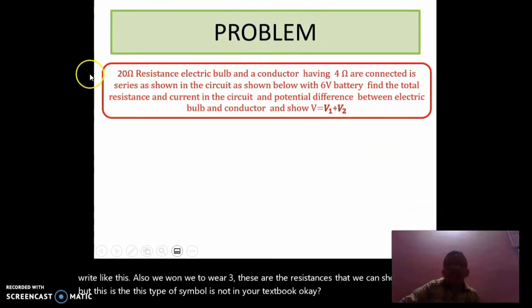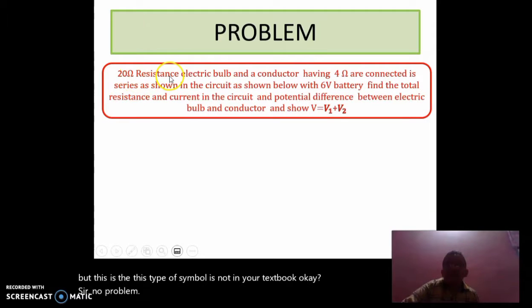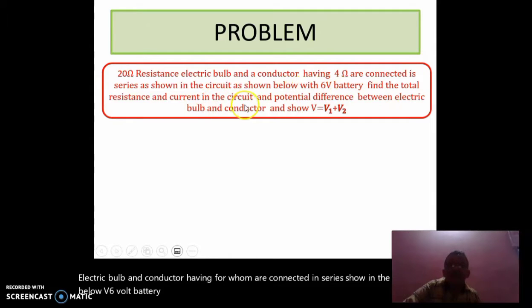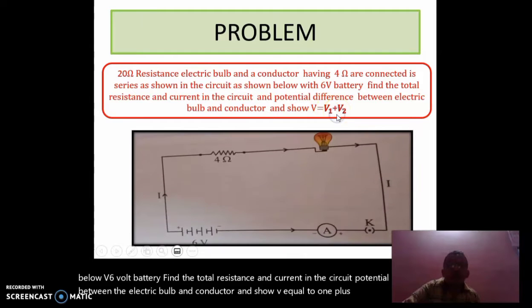Now a problem. An electric bulb of 20 ohm resistance and a conductor having 4 ohm are connected in series in the circuit as shown below with a 6 volt battery. Find the total resistance and current in the circuit, the potential difference across the electric bulb and conductor, and show V equal to V1 plus V2. So try to understand this.